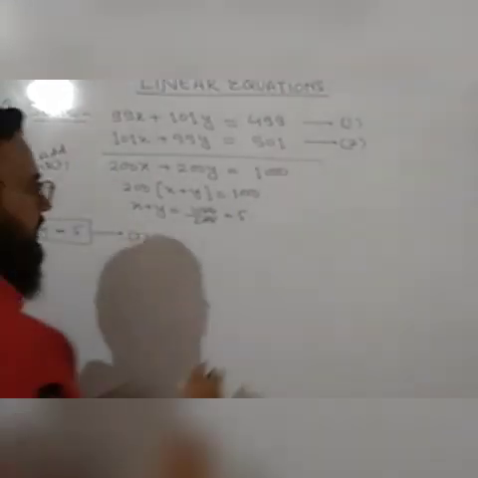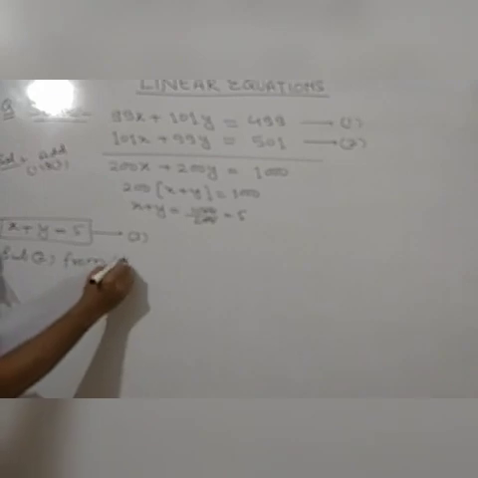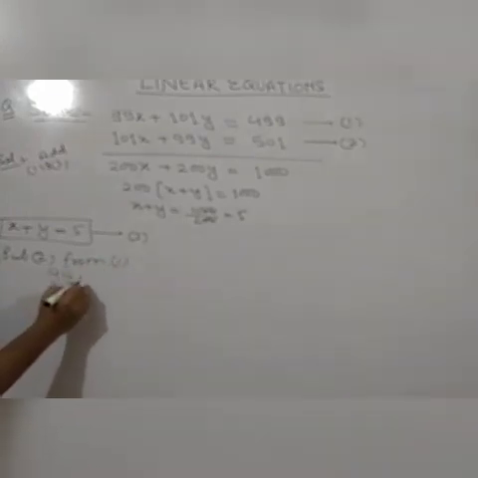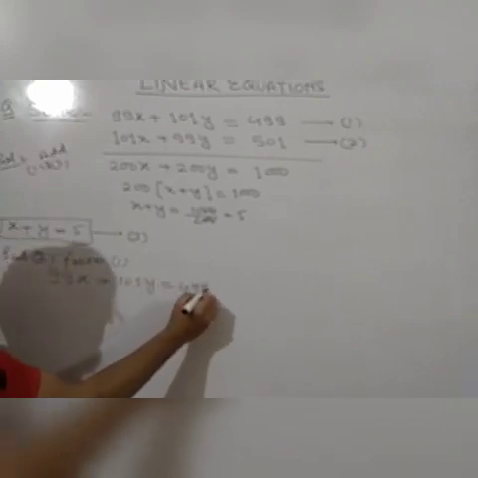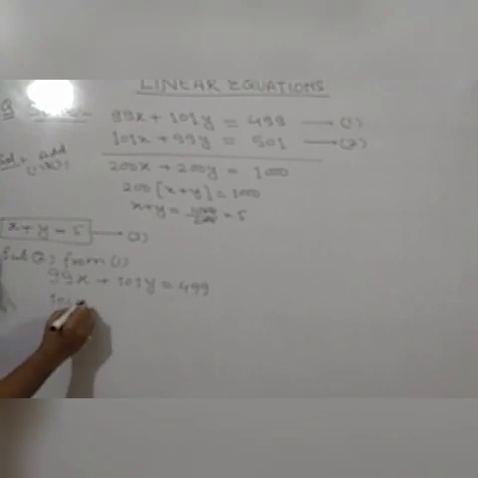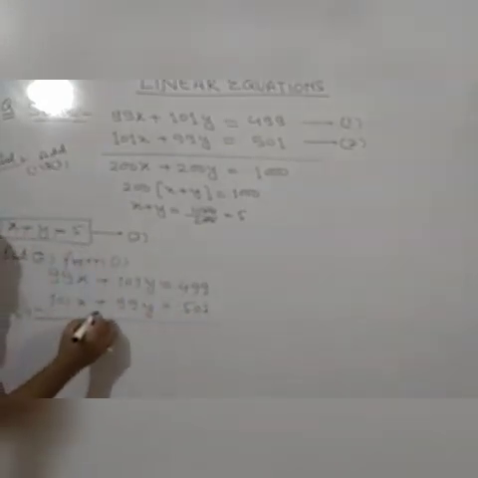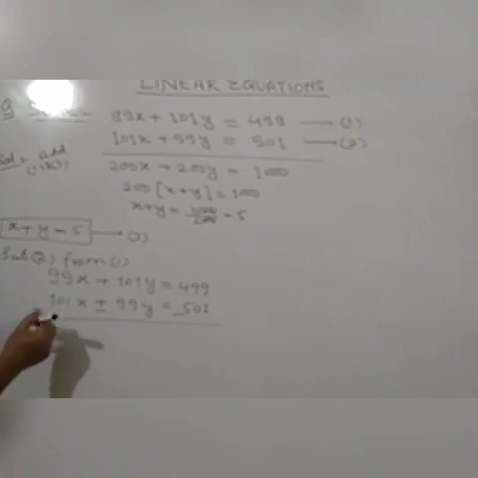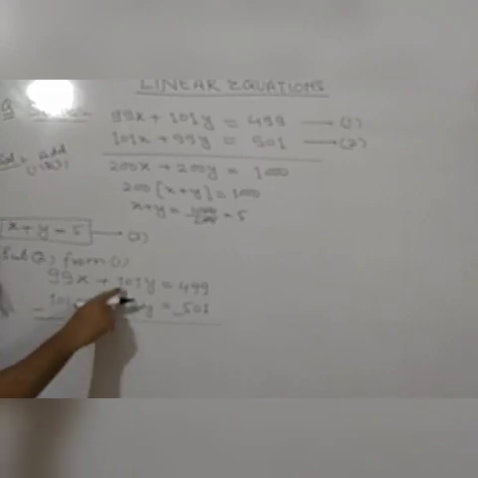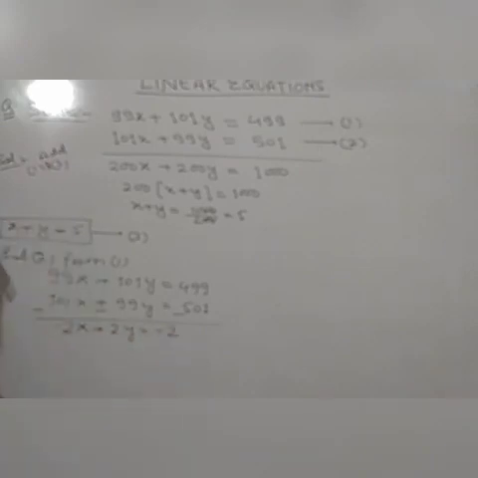By adding equation 1 and 2, we get third equation, x plus y is equal to 5. Now again, subtracting both the equations. Subtract equation 2 from equation 1. So when we subtract, again writing these equations, 99x plus 101y is equal to 499, and 101x plus 99y is equal to 501. Now subtracting these two equations, it is minus, minus and minus, because in subtraction signs are changed. So 99 minus 101, it will be minus 2x. 101 minus 99, it will be plus 2y is equal to minus 2.